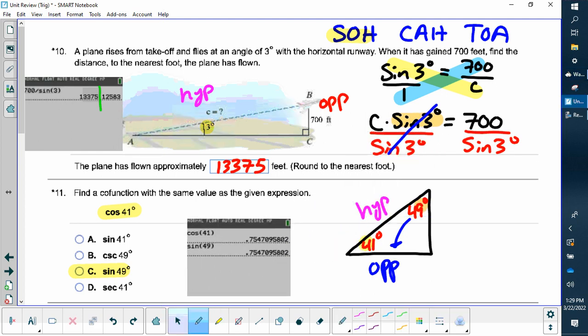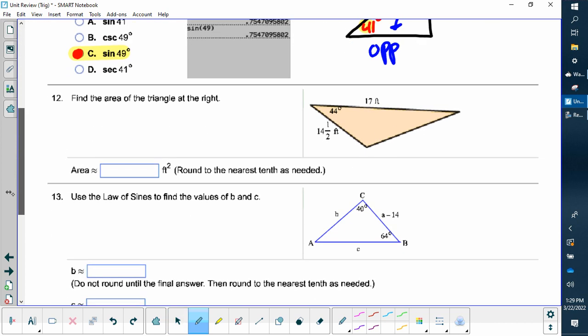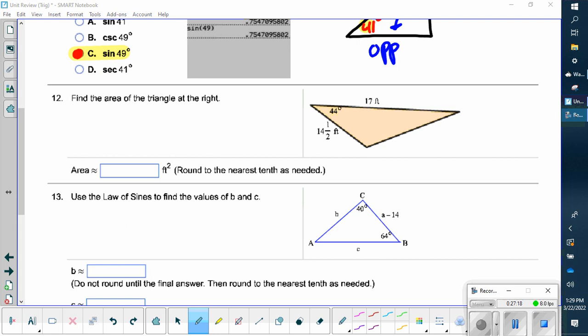Okay, so C is my correct answer here. Okay, we are jumping into the last lesson with area and the law of sines and cosines.